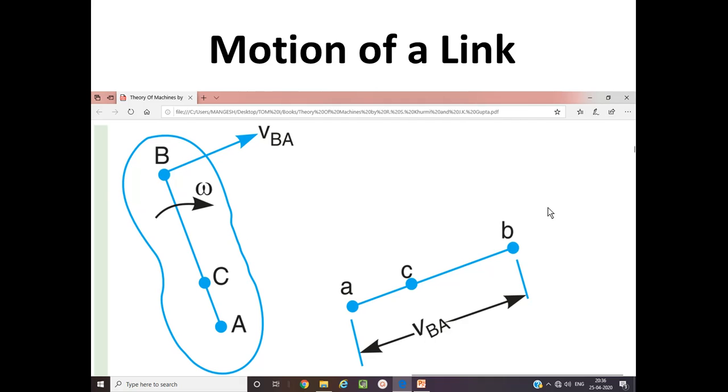Next one, motion of a link. How to find out the motion of a link? Now I have considered one link over there, and this link is moving in a clockwise direction. I have considered two extreme points on the link, point A on one extreme, point B on the other extreme. Now I have to find out the velocity of point B on the link with respect to point A. So what do I have to do? I have to join these two points with a line, and the velocity vector will always be perpendicular to the direction of the line joining the 2 points.